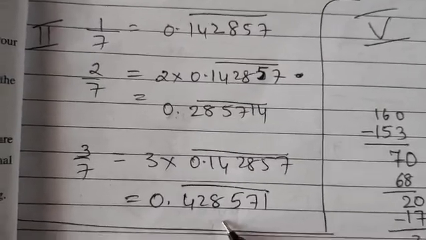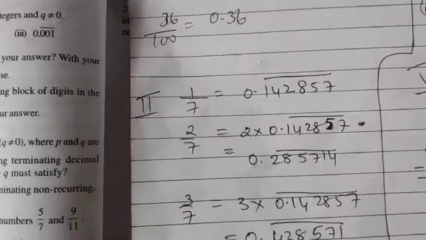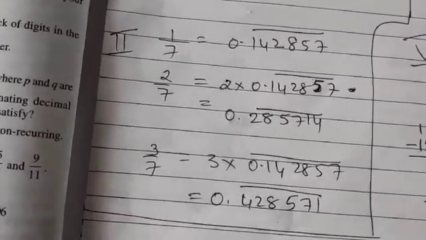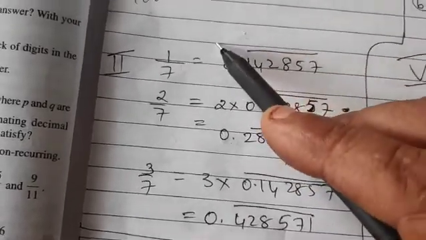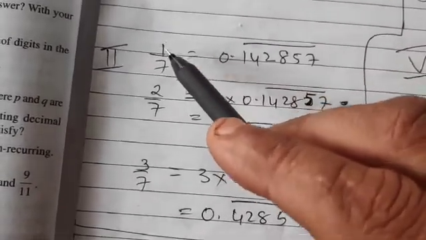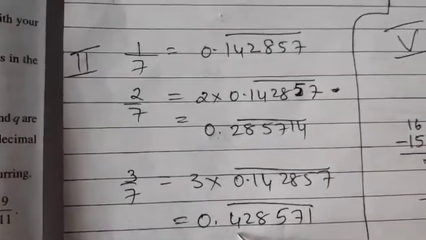Did you understand that? Similarly, can you work it out for 4 by 7, 5 by 7, 6 by 7? Can you try it out? Means you keep on multiplying this answer by 4, 5, 6. Whatever value they are asking you, you multiply, and you will get the corresponding answers.